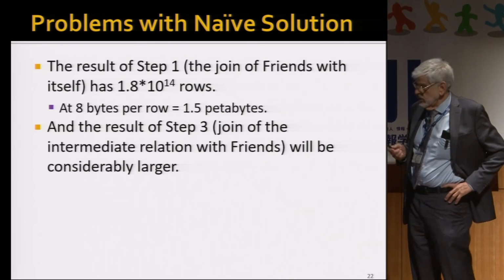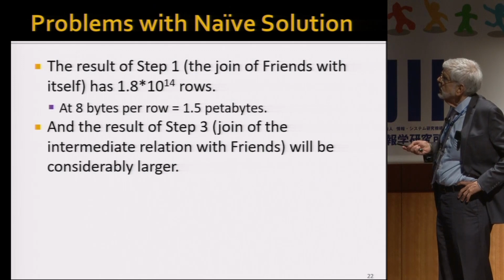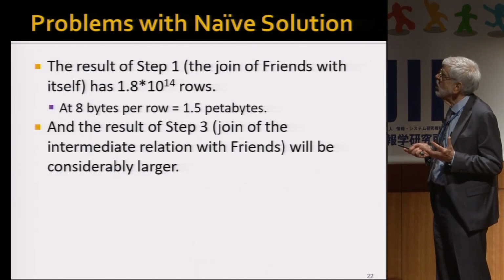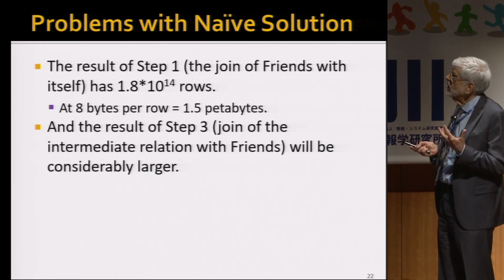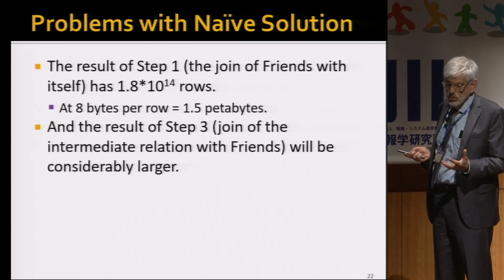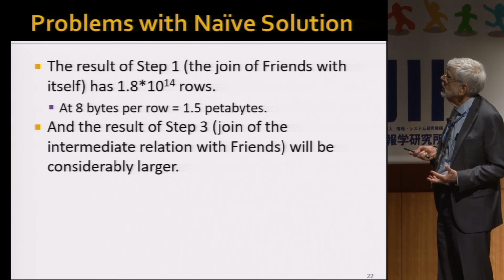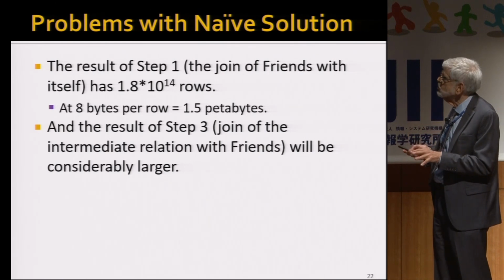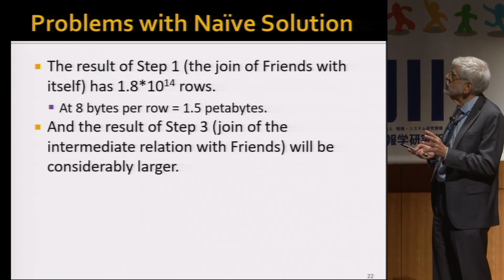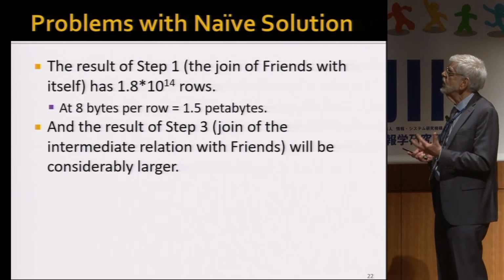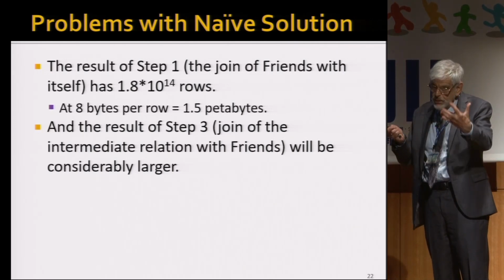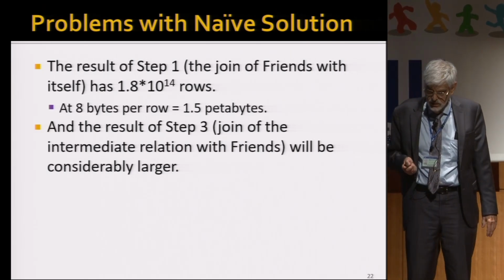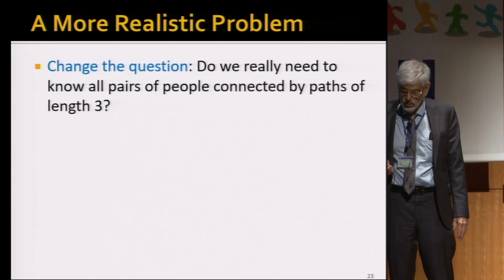Again, just to look at the sizes, assuming that a row is only 8 bytes long, just joining friends with itself gets you over a petabyte. Then you eliminate duplicates, so it'll be somewhat smaller than a petabyte, but still bigger than the friends relation itself. And then in the next step, you join that bigger relation with friends again, you get something that's much larger than 1.5 petabytes. So I really don't want to do that.